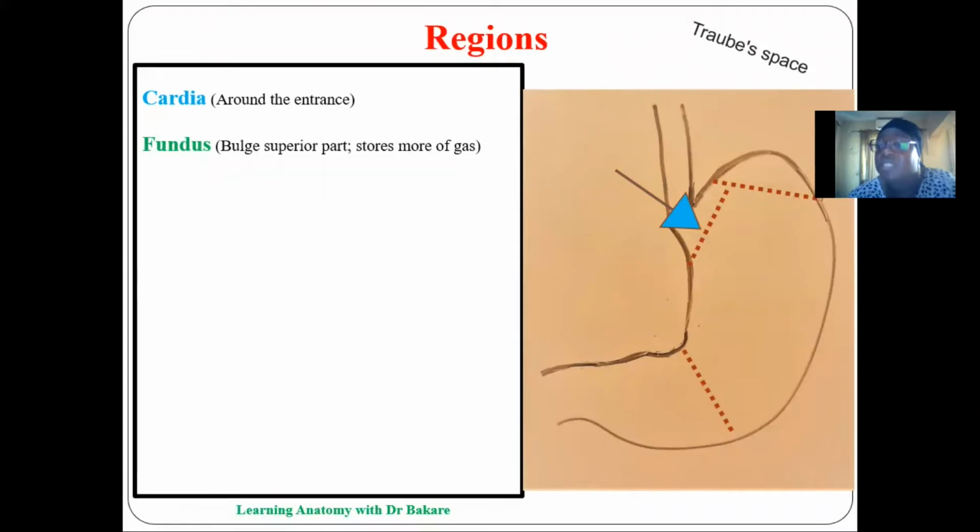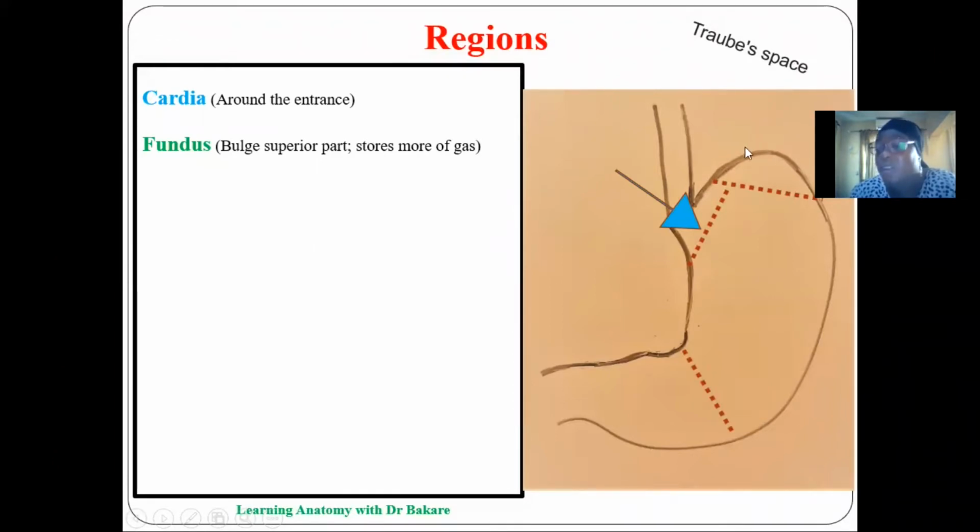The fundus of the stomach can also be used in clinical application as it relates to trough space. The trough space is located around the region of the fundus, and the surrounding organs like the spleen, the left lobe of the liver, and also the left lung are related to this space.